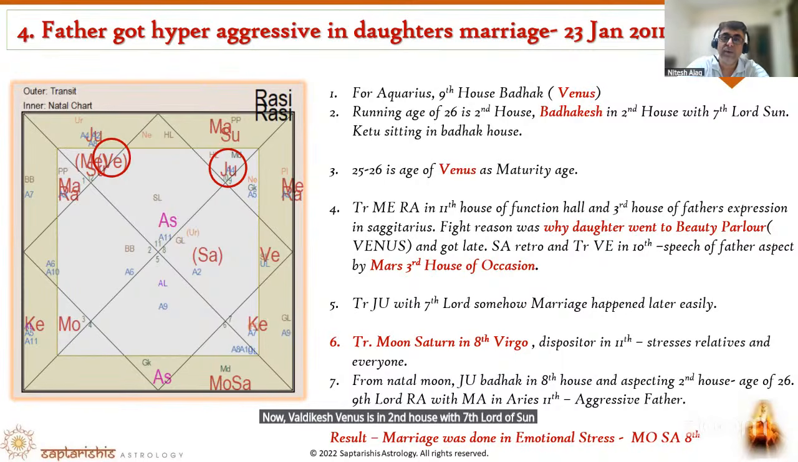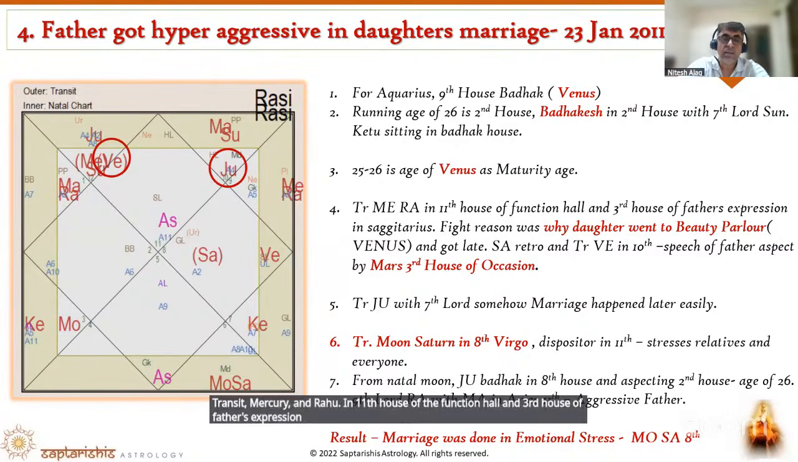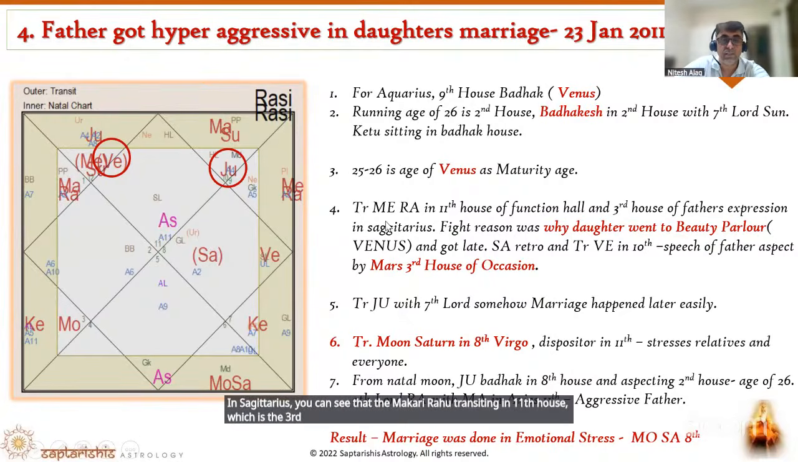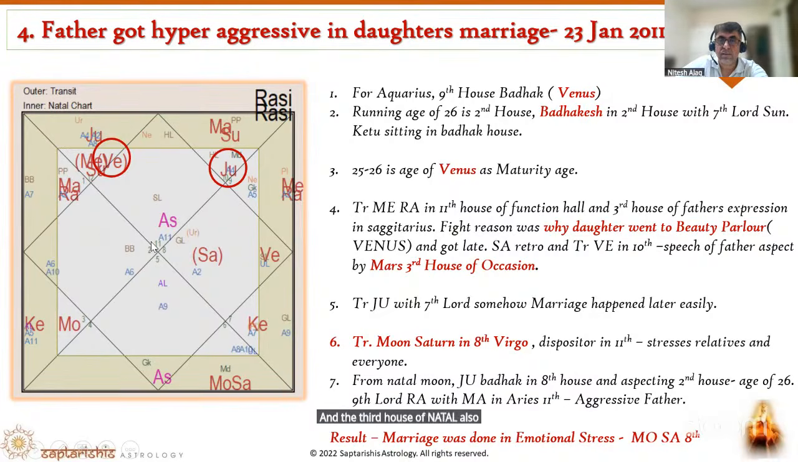It's in the Badhak house. Now Badhakesh Venus is in the second house with the seventh lord Sun. Again the seventh lord is marriage. Ketu is sitting in the Badhak house, which I told you. 25, 26 is the age of Venus as maturity age, we know that. Transit Mercury and Rahu in the 11th house of the function hall and the third house of father's expression in Sagittarius. You can see that Mercury Rahu transiting in the 11th house, which is the third house of father. And in the third house of natal also Mercury Rahu is over there.